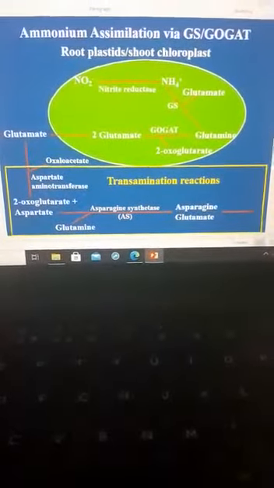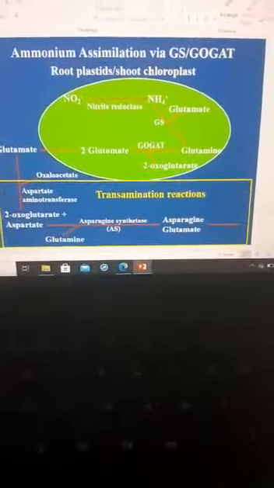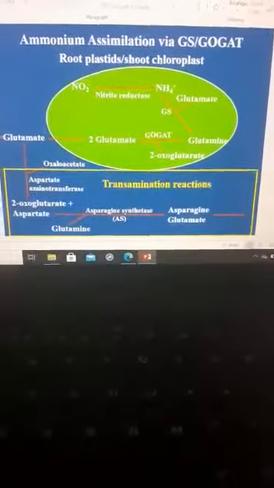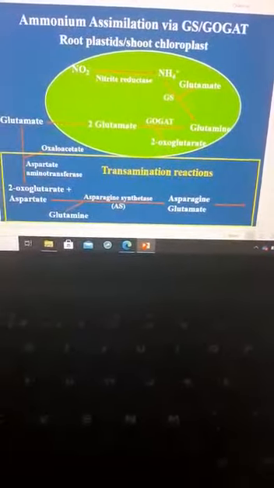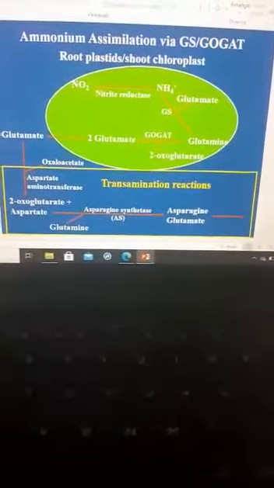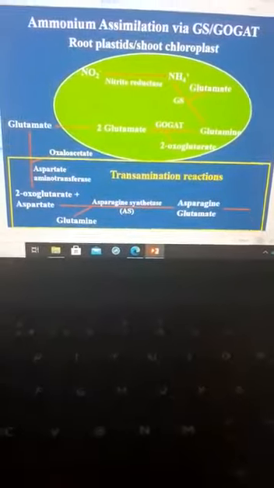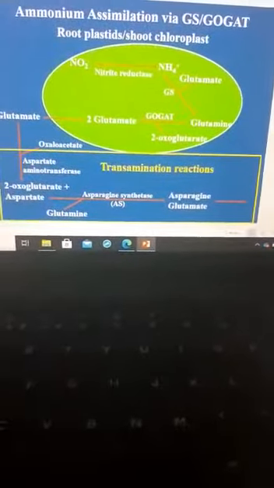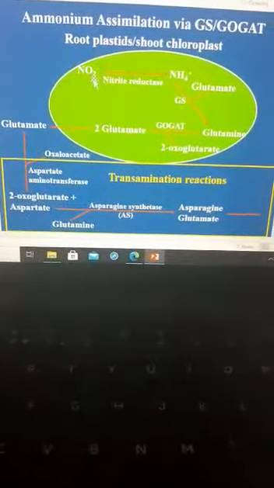Morning, guys. I think the last time I made a mistake of thinking that we are done with the uptake and processing of nitrogen. The slide that you see here is not anything new. We've already covered that. Let me just go through this slide.